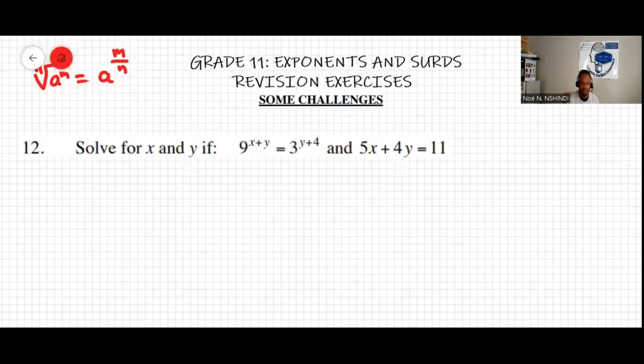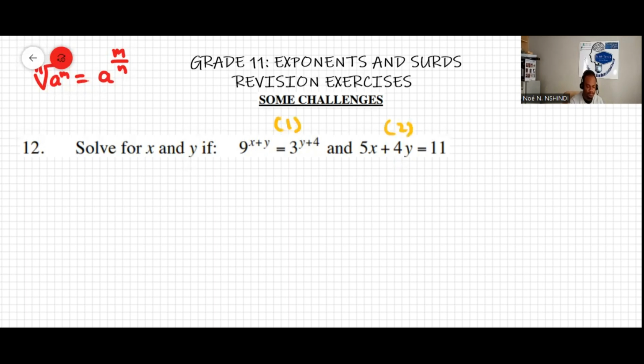Well, we have another question here, question 12, which says solve for x and y if 9 to the power of x plus y equals 3 to the power of y plus 4, and 5x plus 4y equals 11. Now, we have 2 equations which we have to solve simultaneously. I prefer to label my equations. I call this one equation 1 and this one equation 2.